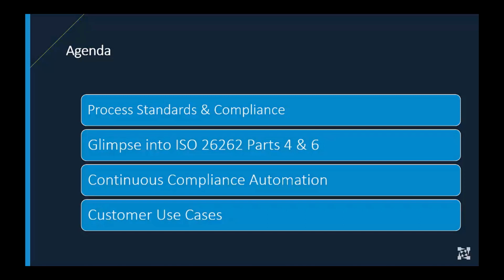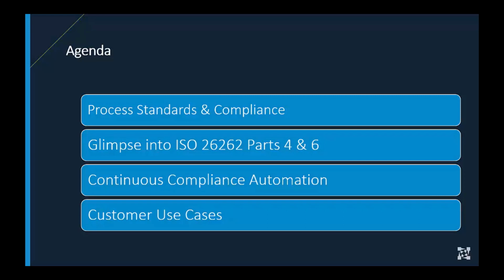I'll then dive into a little more specifics on software verification by very lightly going through ISO 26262 parts 4 and 6. Miroslav will then take us through some real life and best practices of software testing and automation in the automotive industry: continuous compliance, automation around CI/CD, and there are some very informative customer use cases that Miroslav will be taking us through.